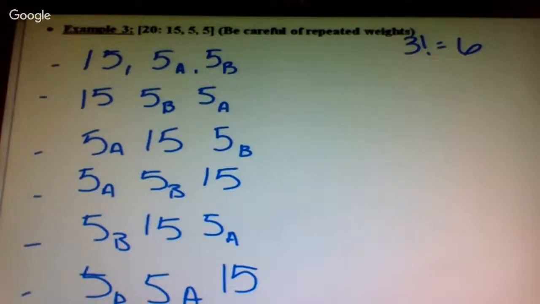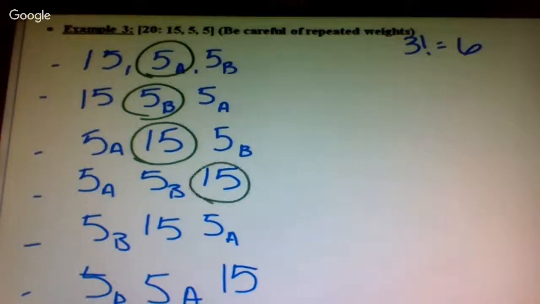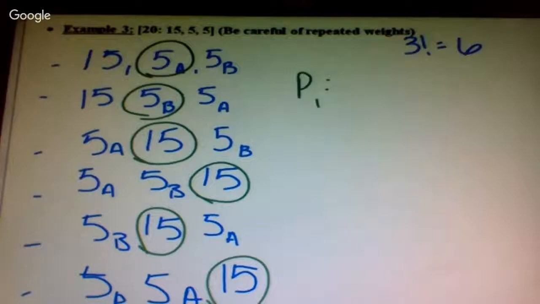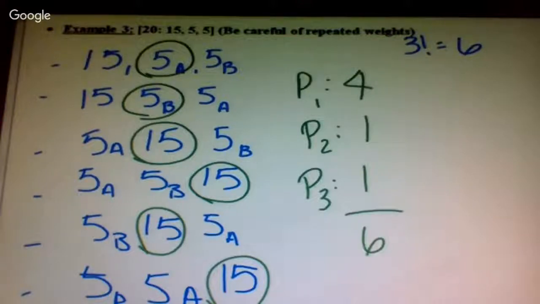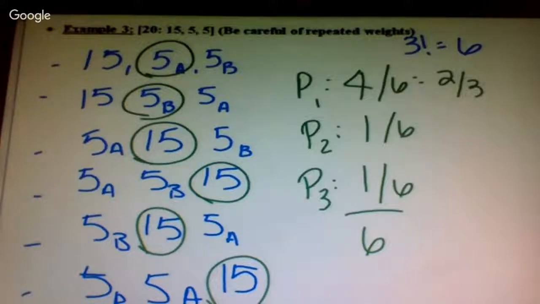I don't give you those formulas just to give them to you. They're to help you. Okay? Who's pivotal in the first one? 5A. 5B. 15, 15, 15, 15. Okay. So player 1 was your 15. How many times was it pivotal? 4. Player 2 was 5A. Player 3 was 5B. 1 out of 6. So again, 2/3, 1/6, and 1/6.